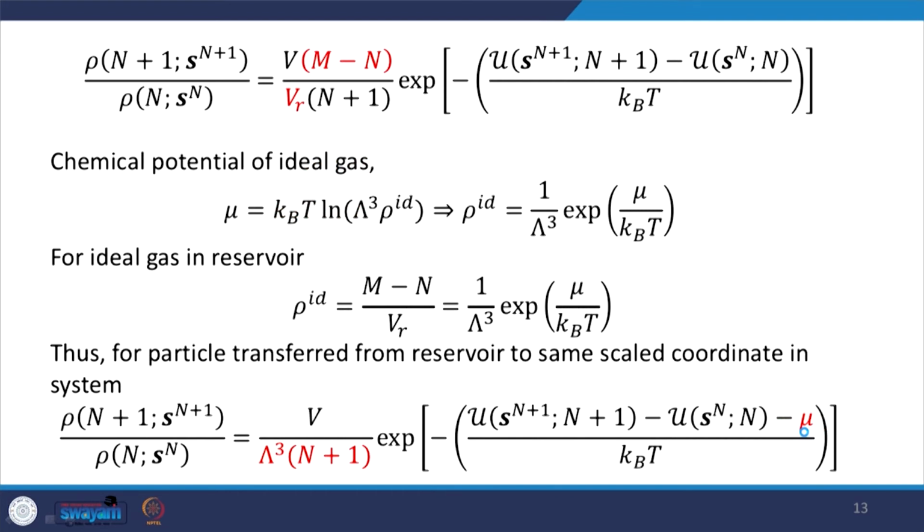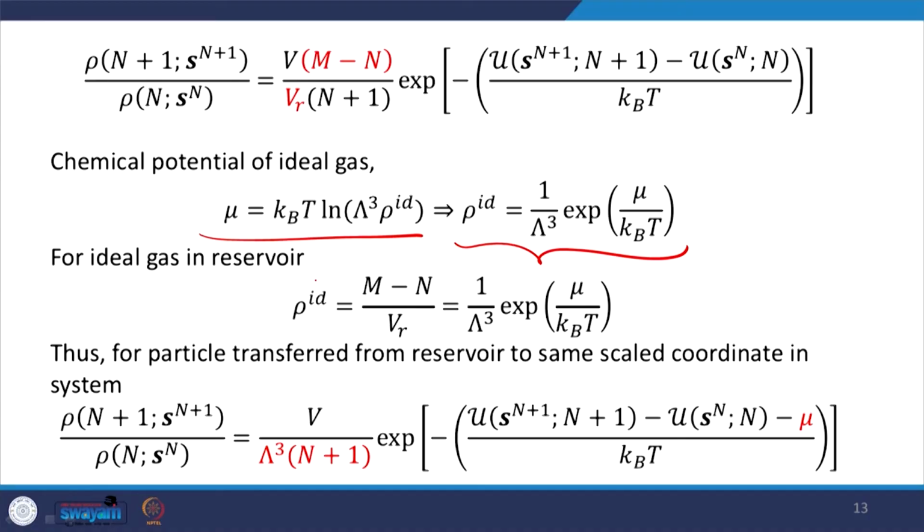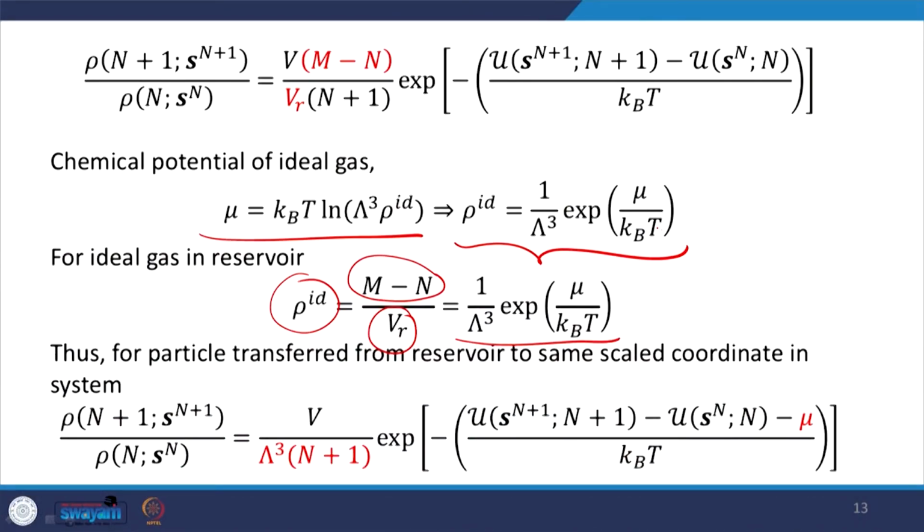So, with that I can basically use the expression of the chemical potential of an ideal gas that is given by this, and using that I know that the density of an ideal gas is basically a function of its chemical potential. Therefore, for the ideal gas in the reservoir, the number of molecules per unit volume, that is M minus N in our model divided by Vr, is equal to whatever expression we have for the ideal gas. Again, I want to remind you that we are not simulating the ideal gas in the reservoir.